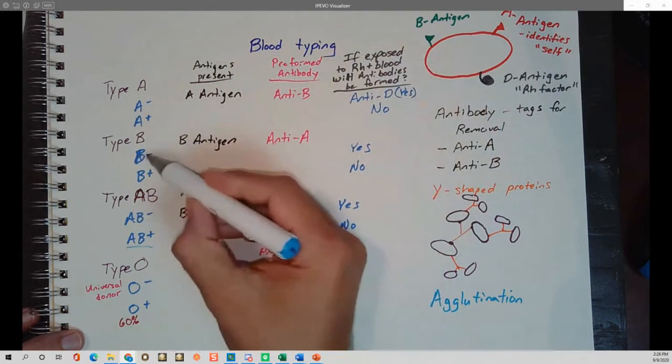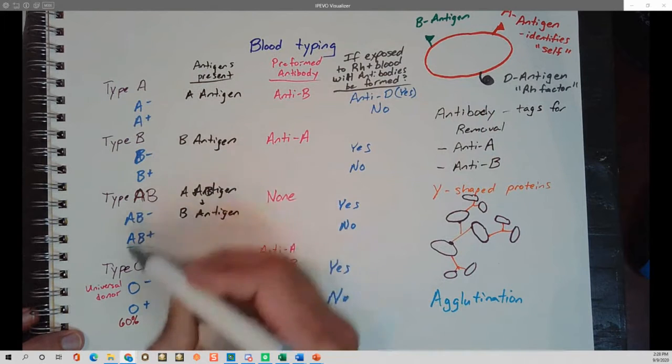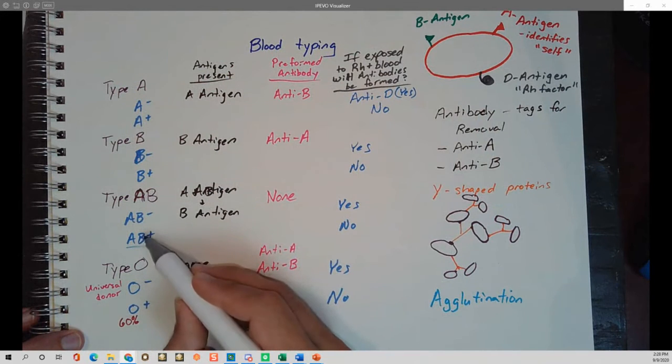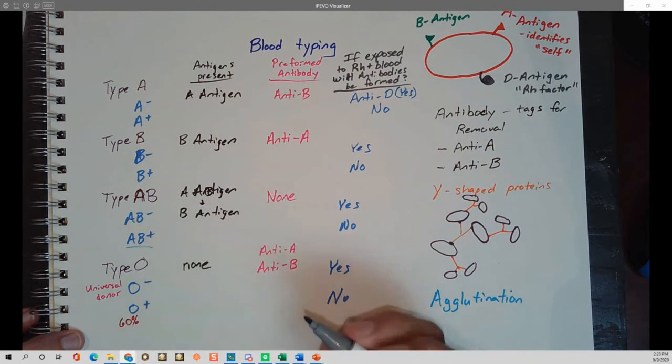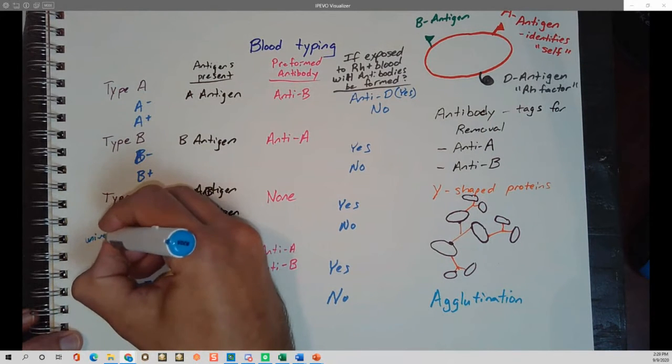Can it receive B negative? Yes. Can it receive B positive? Yes. Can it receive AB negative? Yes. Can it receive O negative? Yes. Can it receive O positive? Yes. AB positive is known as the universal acceptor.